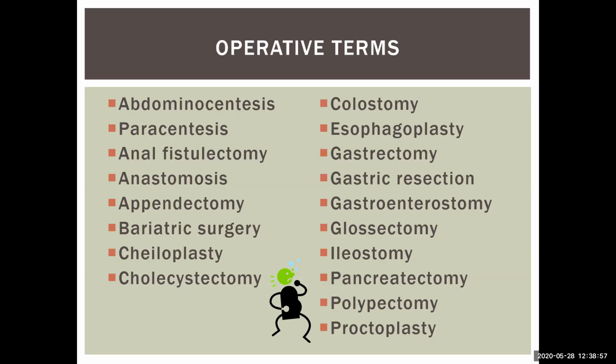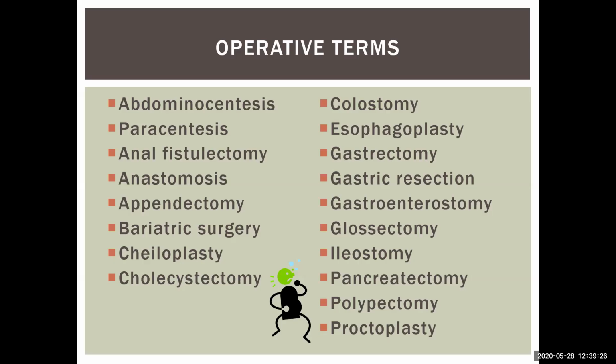Esophagoplasty would be repair of the esophagus. Gastrectomy is removal of part of the stomach or all the stomach. Gastric resection, kind of the same thing. Gastroenterostomy is formation of an artificial opening between the stomach and small intestine, and then often performed at the time of gastrectomy to route the food from the remainder of the stomach to the intestine. Sometimes if they have a perforated duodenal ulcer, they have to do that.